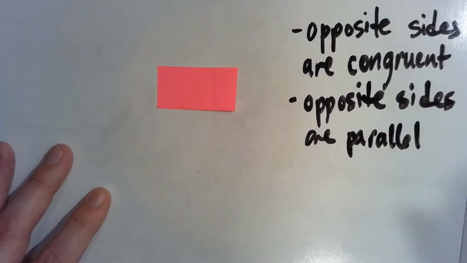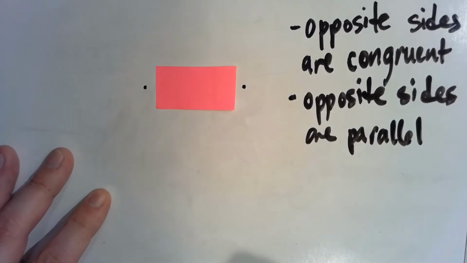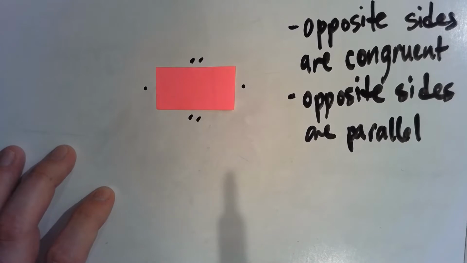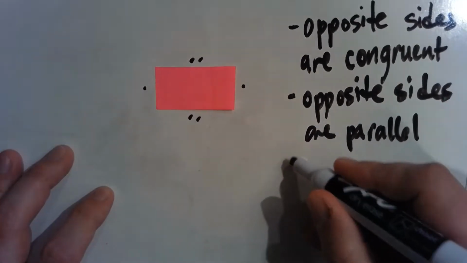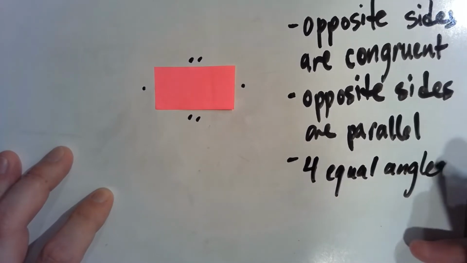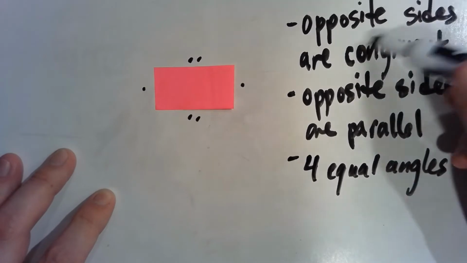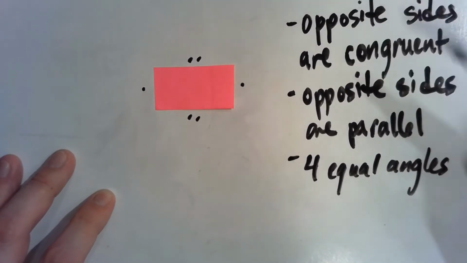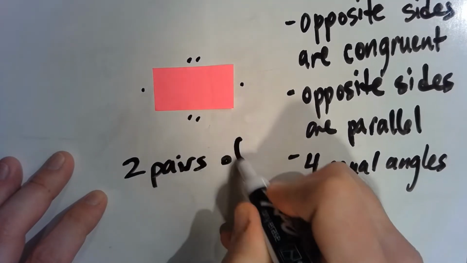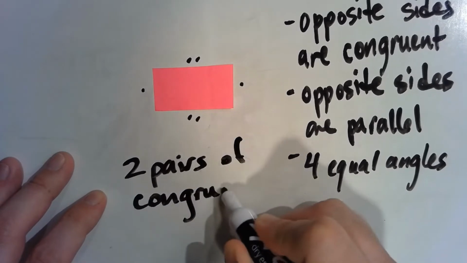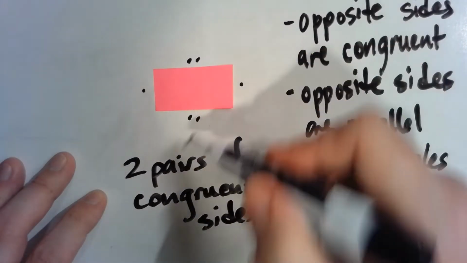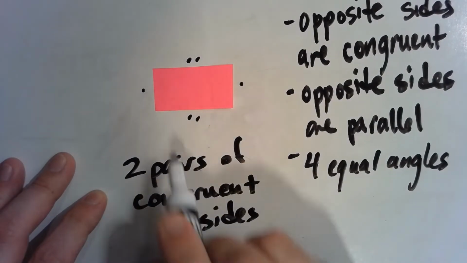So opposite sides are congruent, meaning this side and this side are congruent, and this side and this side are congruent. And I've sort of notated those differently. They also have four equal angles. One of the other ways to say this is opposite sides are congruent. You could also say, and a lot of people do say, that this has two pairs of congruent sides, meaning that that is a pair of congruent sides, that is a pair of congruent sides. The two pairs meaning that they have four sides.